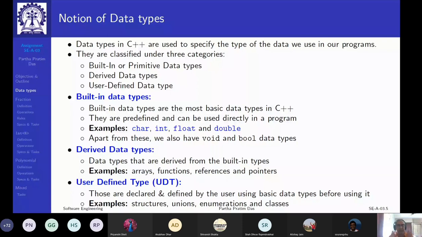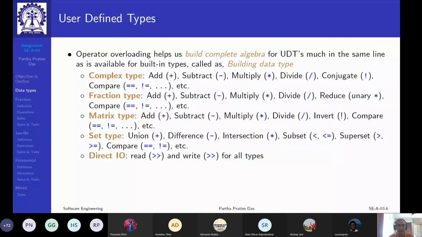So built-in types and derived types have their own semantics. User-defined types can be given their semantics. And the two mechanisms that help us in defining semantics of user-defined types, the most important one is operator overloading, which helps us build a complete algebra for the user-defined types, much in the same way that built-in types work.